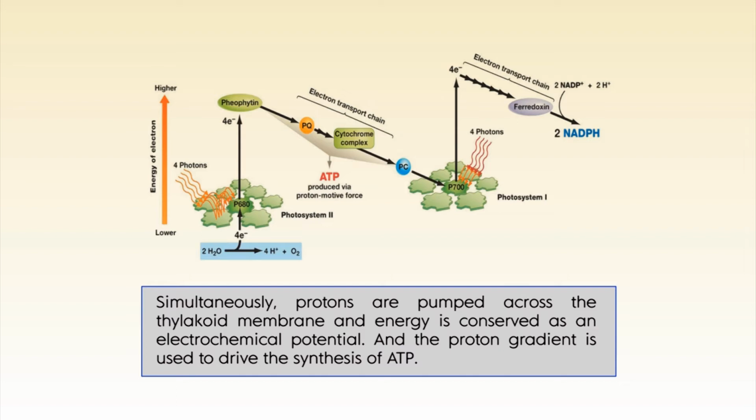Simultaneously, protons are pumped across the thylakoid membrane and energy is conserved as an electrochemical potential, and the proton gradient is used to drive the synthesis of ATP.